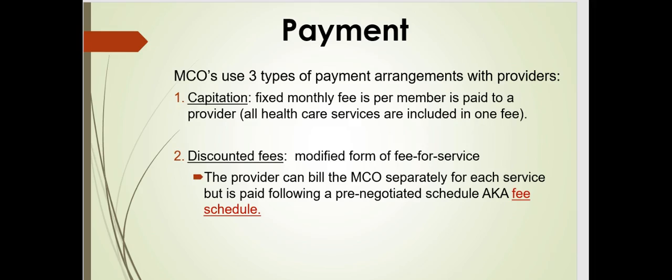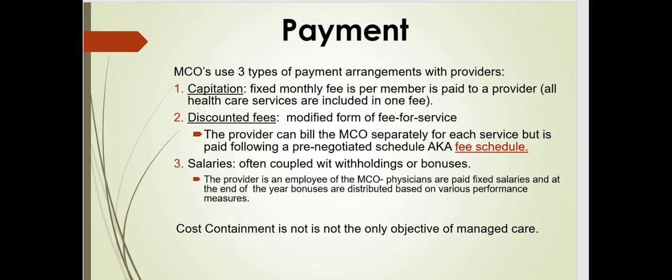All right, just to let you know, slide 8 and 9 actually pretty much say the same thing, so I'm going to be deleting one, and you will have the updated version in the course. So let me do that real quick before I continue and speak about the three main types of payment for MCOs. So here we are. Now, MCOs use three main types of payment arrangements with providers: capitation, discounted fees, and salaries.